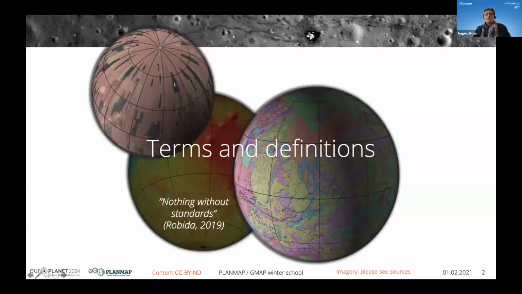I'm quoting one person, Dr. Robida from the French Geological Survey, and I will give you access to the actual talk and information from him. But not without standards. So in effect, we do need standards. Maybe they are messy, maybe they are very basic, but we do need to agree on something when we map solar system bodies.